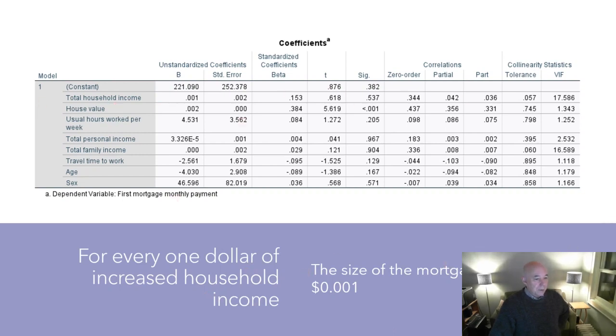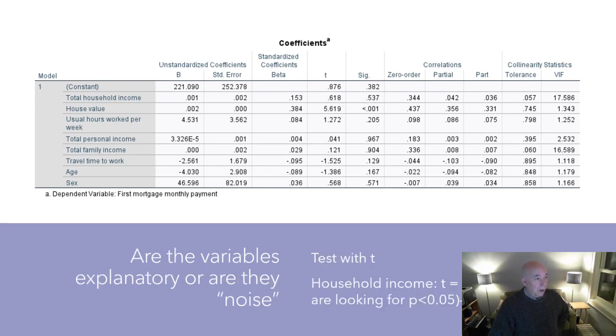That explains that relationship. So the real question then is, are the variables explanatory or are they noise? And that's an important piece here, because if they're explanatory, great. If they're noise, we got to get rid of them. And so the T allows us to do that.